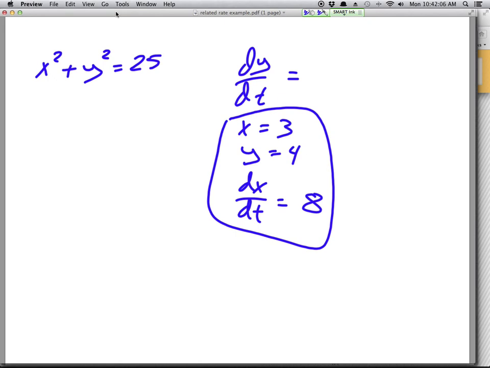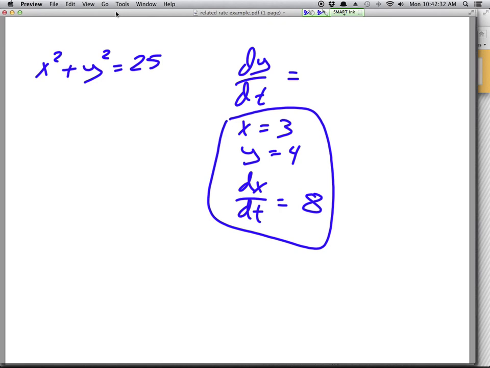Now, let's talk about what dy/dt and dx/dt represent. What does dx/dt represent? It's the derivative of x with respect to t, but what is dx/dt? You're not thinking the way I want you to think, though. What is it we're working on today? Related rates. So what is dx/dt?